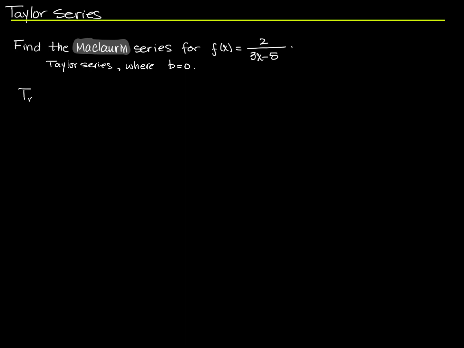The Taylor polynomial is going to be, well, let's see, f evaluated at b plus f prime evaluated at b times x minus b to the power of 1 plus f double prime evaluated at b times x minus b to the power of 2, and so on, up to the nth derivative of f at b times x minus b to the power of n. And we know f of x is 2 over 3x minus 5.